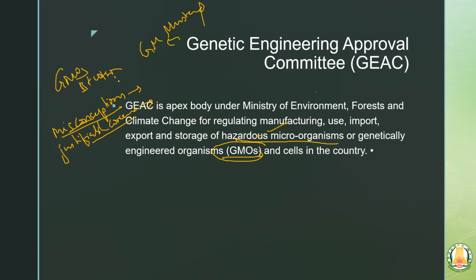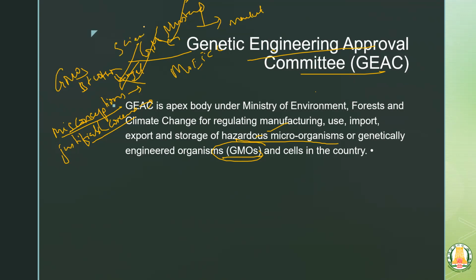then BT brinjal came, and after that GM mustard came. The GEAC, that is the Genetic Engineering Approval Committee, though it approved GM mustard and brinjal, they did not come into the field. The Ministry of Environment, Forest and Climate Change stayed this. So this was not coming into the market; they did not release it. Though GEAC approved it as scientifically okay, because everyone resisted and protested, GM mustard and brinjal were not brought to the market.